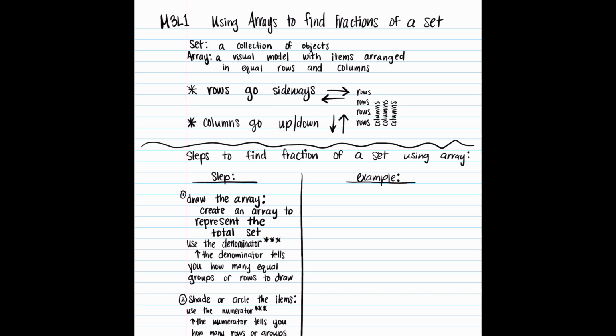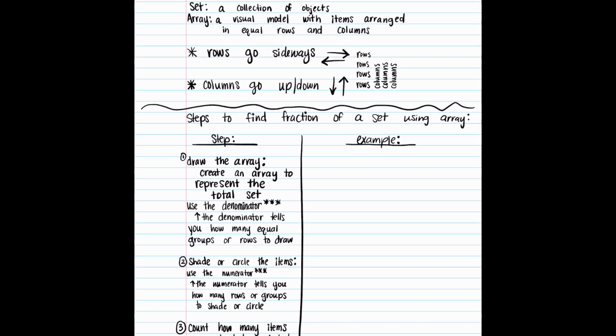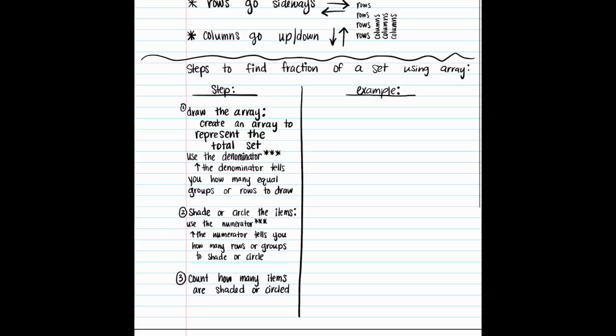And then something that is very important to understand and know for this lesson is the fact that rows go sideways and columns go up and down. So if I have a grid, my rows go this way, my columns go this way, okay? So if I say something like drawing so many rows, this is 1, 2, 3, 4 rows, or 4 groups, okay? And then columns go up and down. But you'll hear rows/groups more than you will columns.